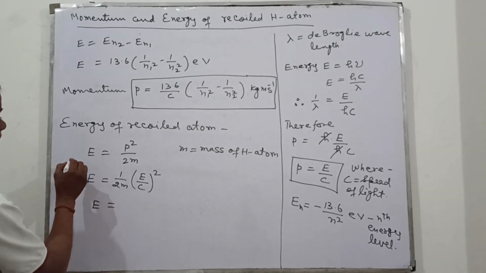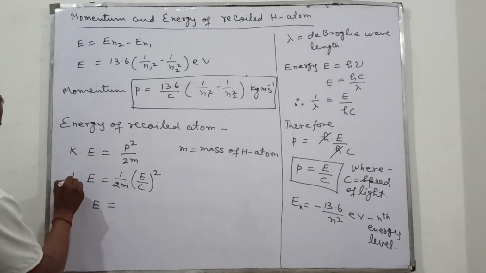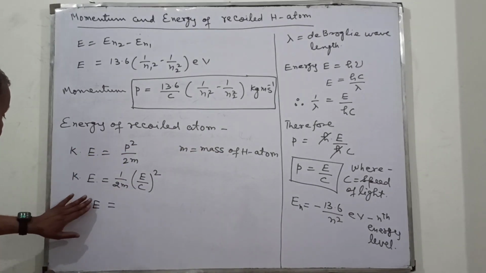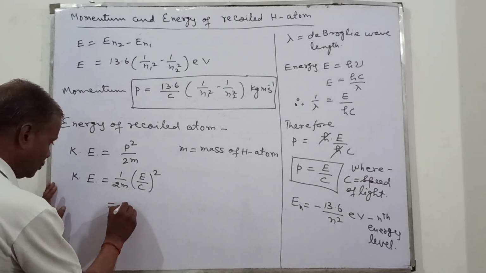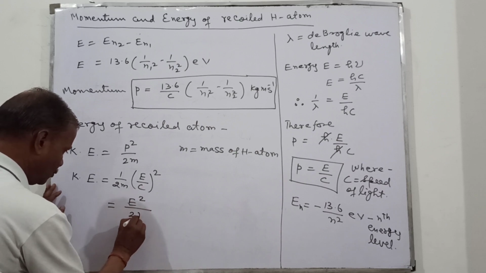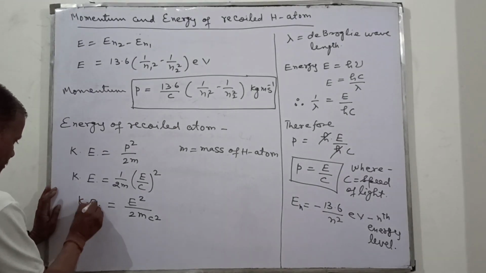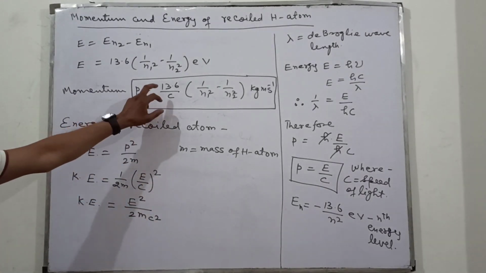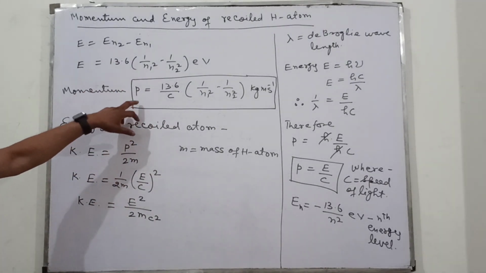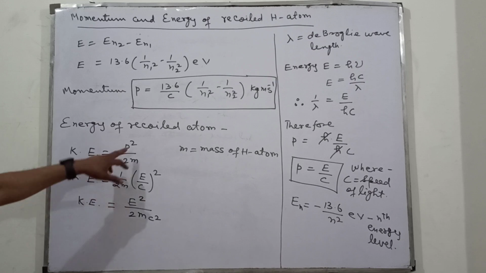So this is the kinetic energy of the recoiled atom. This is equal to 1 E square upon 2m c square. This is the kinetic energy. And then you can put the value of E from here, or you put the value of this P, then you can find the kinetic energy of the recoiled atom.